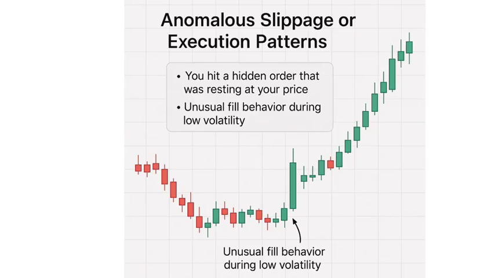6. Anomalous slippage or execution patterns. What to look for: your market order fills faster or slower than expected with little price impact. Explanation: you hit a hidden order that was resting at your price. Clue: unusual fill behavior during low volatility.